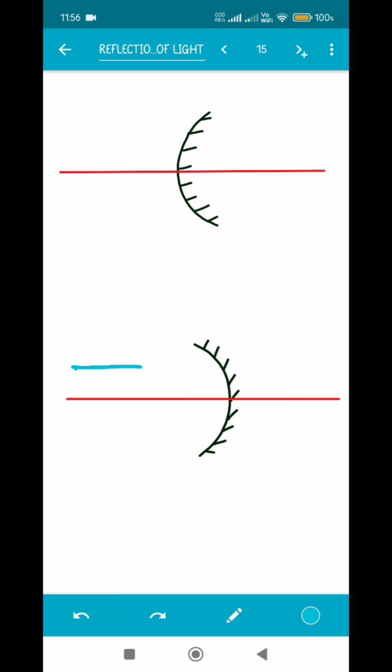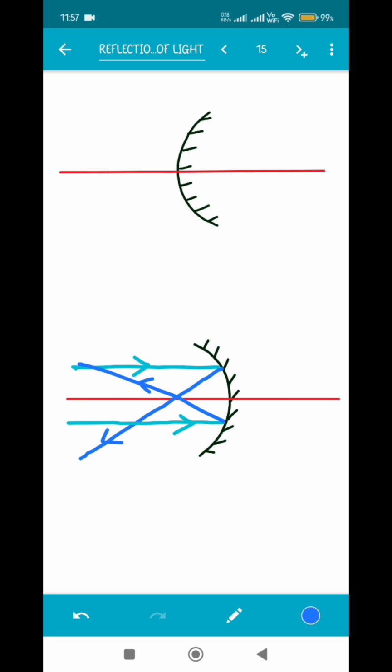A parallel beam of light which is parallel to the principal axis is moving like this. So after reflection, what will happen? It will pass through a point. Similarly, if I have another parallel beam of light, after reflection, it will again pass through the same point. I am not drawing multiple lines here, otherwise it will look very clumsy. So if there are multiple parallel beams moving parallel to the principal axis, they will always converge at the focus after reflection.